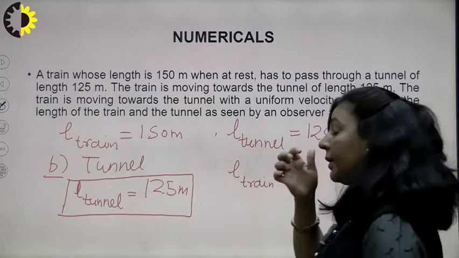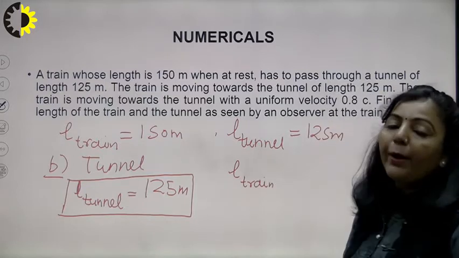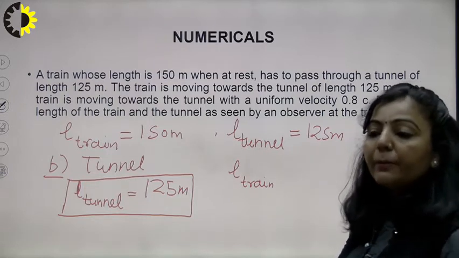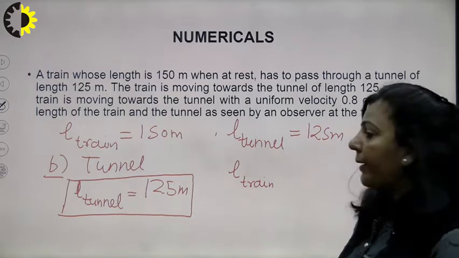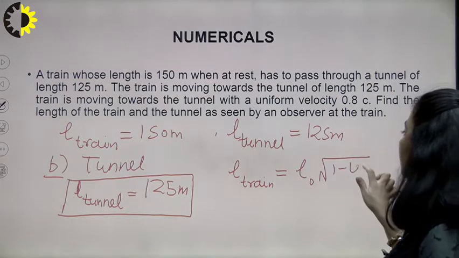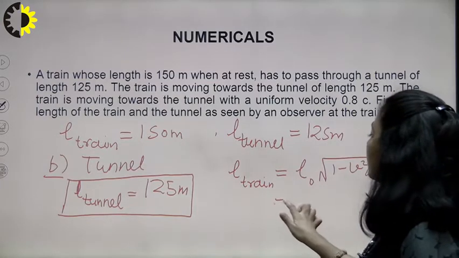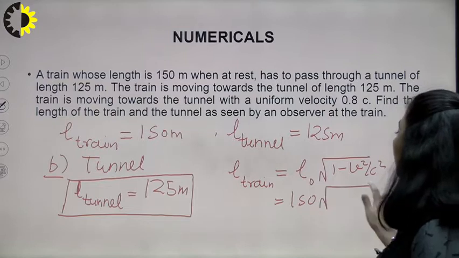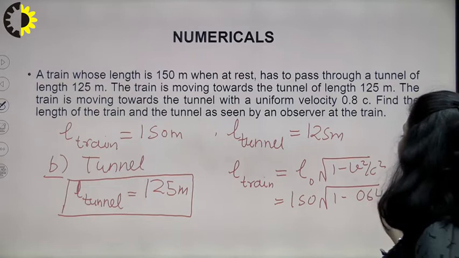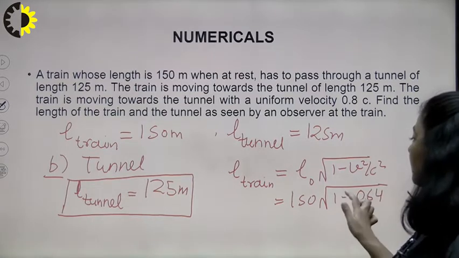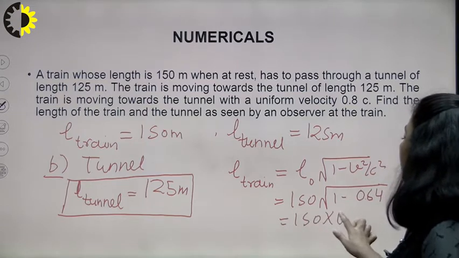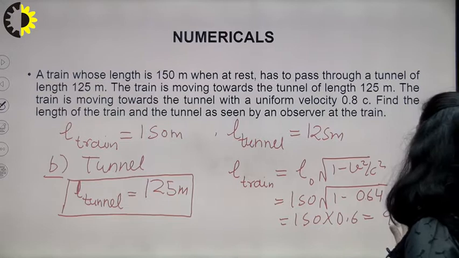Since the train is moving with a relativistic speed of 0.8 c, for the observer who is sitting in the tunnel, the length of the train will be contracted, and that length will be the original length of the train times root 1 minus v square upon c square. So this is 150 meter into root 1 minus 0.64, since c square will get cancelled. This will be root 0.36, and outside the under root it will be 0.6. So you are getting 150 into 0.6, so this is your 90 meter.